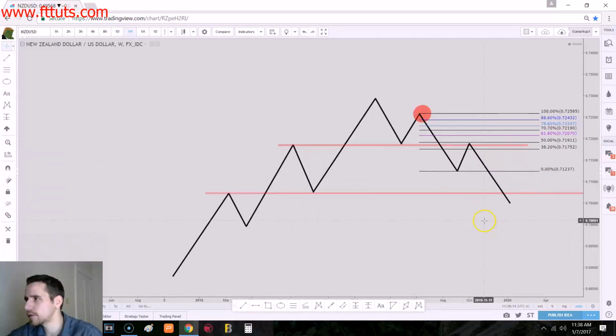Okay, so I'm going to leave that fib there. Put a short position here. Okay, so let's say I see a reversal pattern near that 50%, or whatever fib, it doesn't matter, whatever fib you're seeing rejection off of.